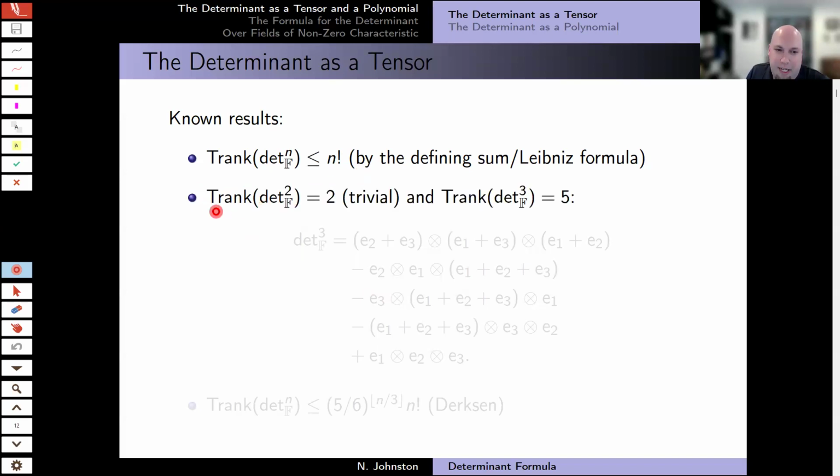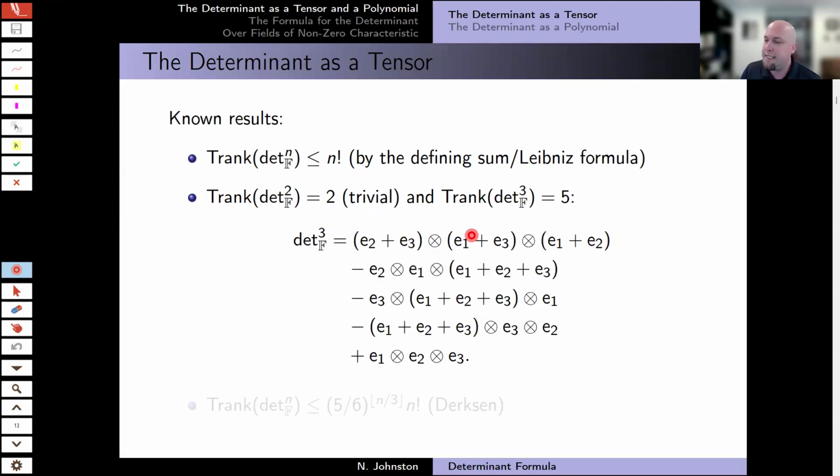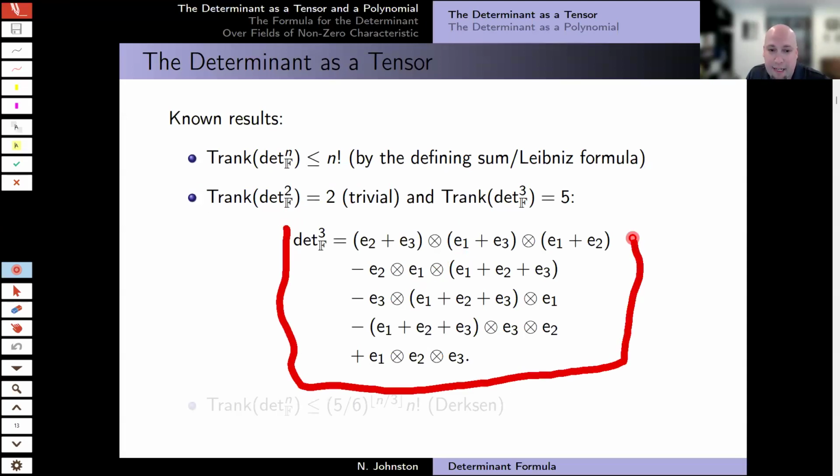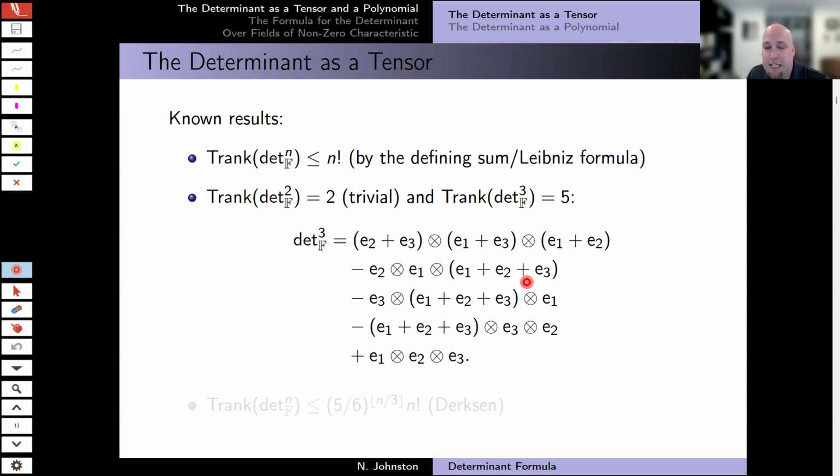Okay, so for example, the 2 by 2 determinant has tensor rank 2. Somewhat surprisingly, for the 3 by 3 determinant, your first guess would probably be that the tensor rank is 6, because 3 factorial is 6. Everyone's favorite formula for the 3 by 3 determinant has 6 terms in it. But it turns out you can do better. You can write down a formula for the 3 by 3 determinant that only has 5 terms in it. In other words, the tensor rank is at most 5 because of this funny little decomposition here, okay?